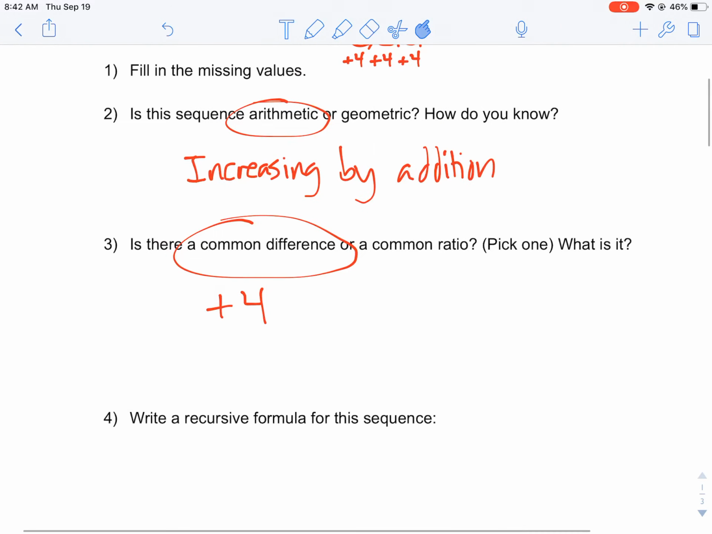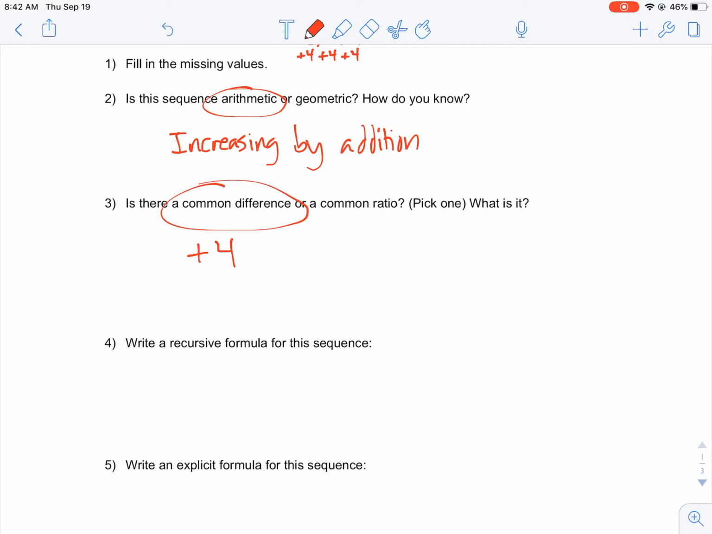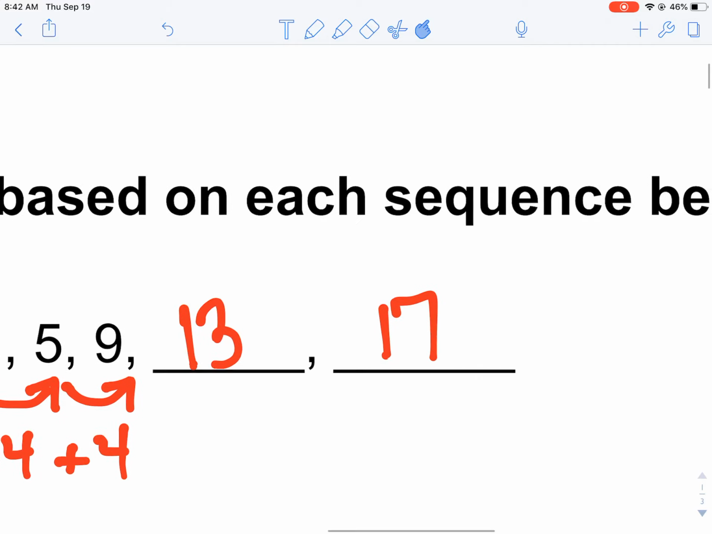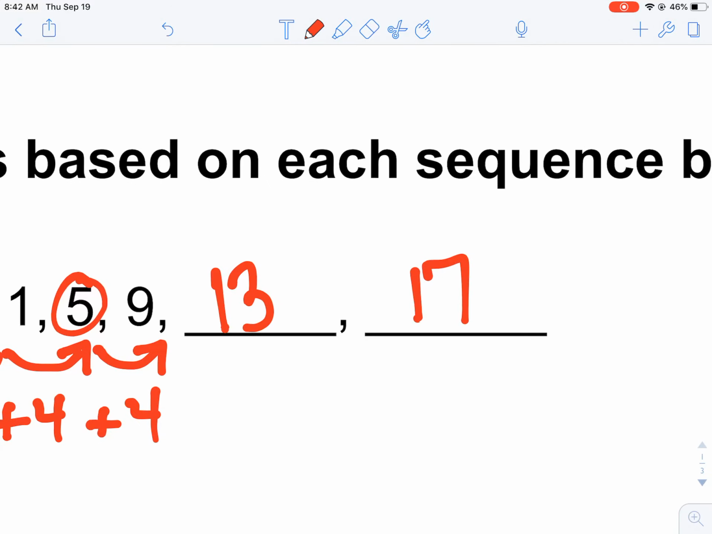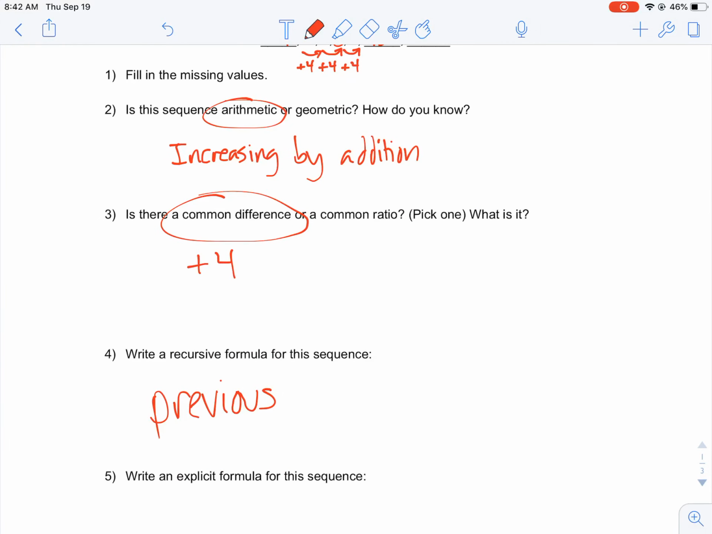Now the recursive formula for this sequence. Recursive formulas, I like these because right now all we're working on is writing it in words. To go from my previous value to the next value, I take my previous value. Like in this case, I would take 5. This is my previous value. To get to the next one, 9, I add 4. If I wanted to go from 9 to here, I'd take 9, add 4 to get to 13. So each time I'm taking the previous value and adding 4 to get to the next.